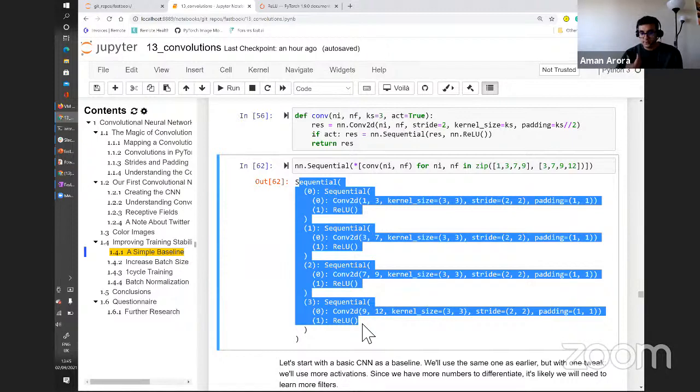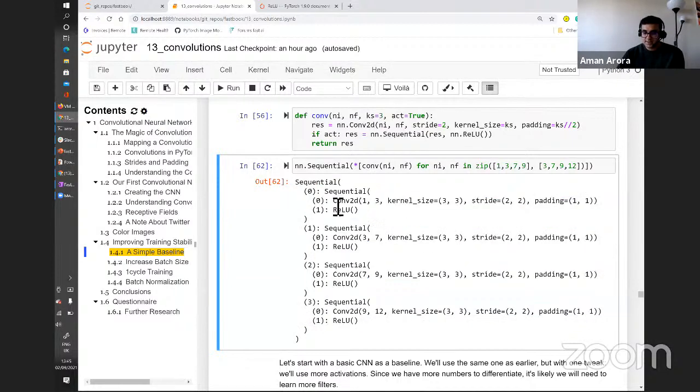This is what we're doing in this chapter: creating our own convolution networks from scratch. If you have an input image of 1 channel, it converts that to a 3-channel spatial feature map. Then it takes that 3-channel feature map and converts it to a 7-channel feature map. Then it takes that 7, goes to 9, and from 9 it goes to 12, sequentially.